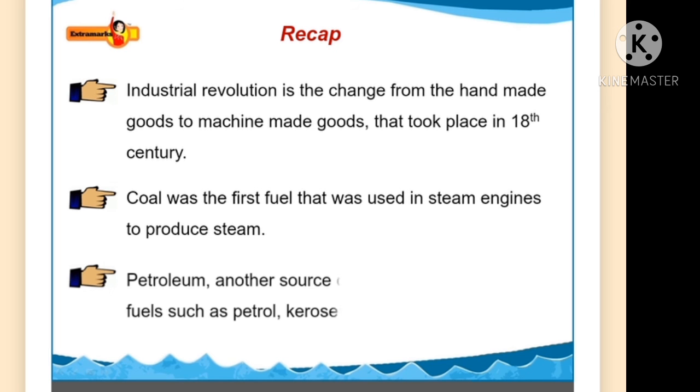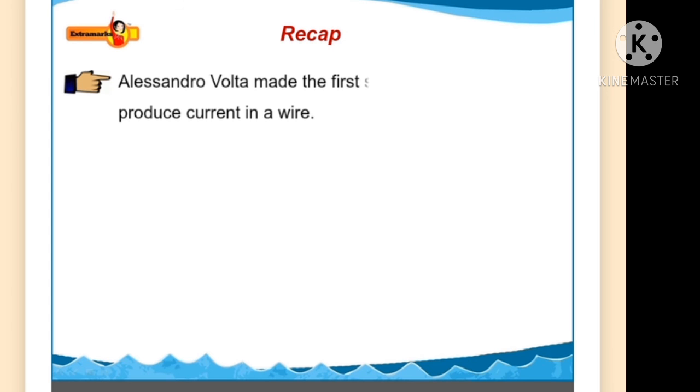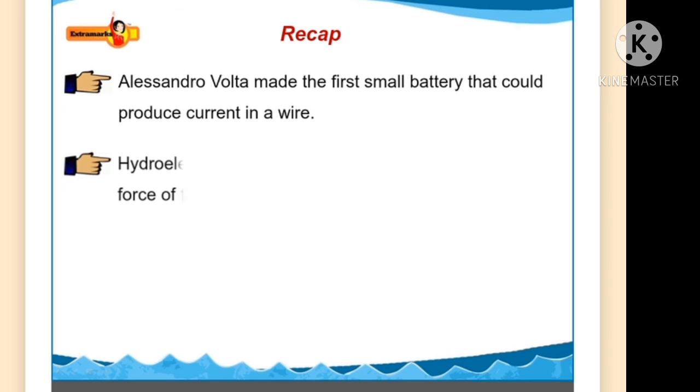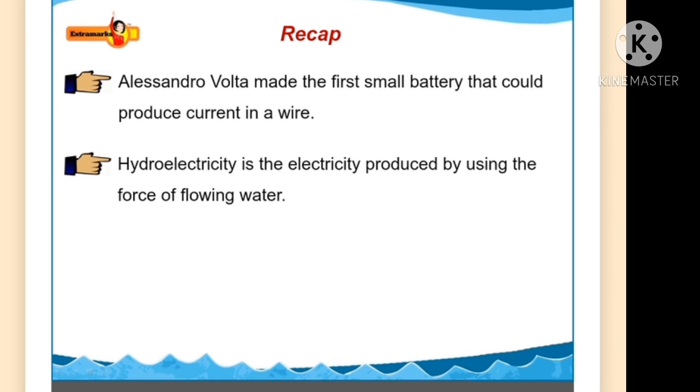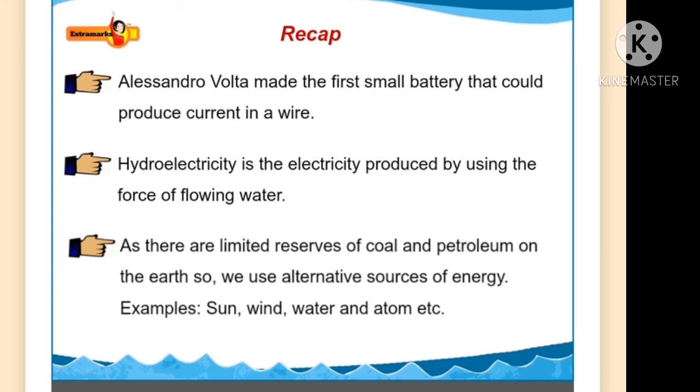Petroleum, another source of energy, is used to get fuels such as petrol, kerosene, and diesel. Alessandro Volta made the first small battery that could produce current in a wire. Hydroelectricity is the electricity produced by using the force of flowing water. As there are limited reserves of coal and petroleum on the earth, we use alternative sources of energy. Examples: sun, wind, water, an atom, etc.